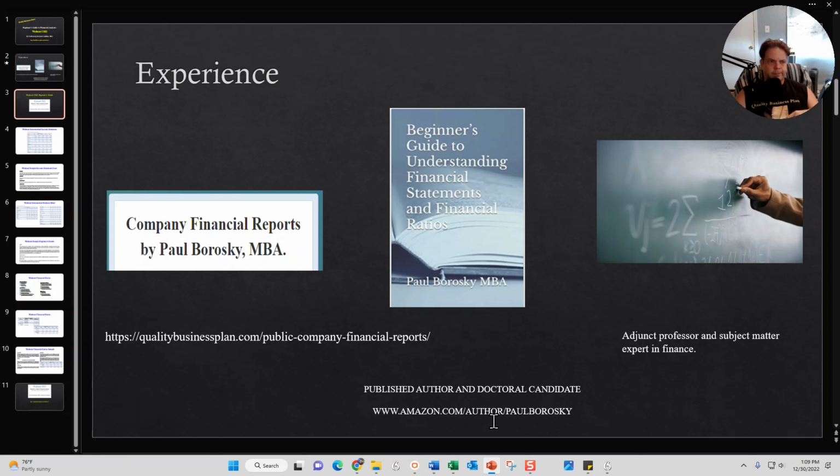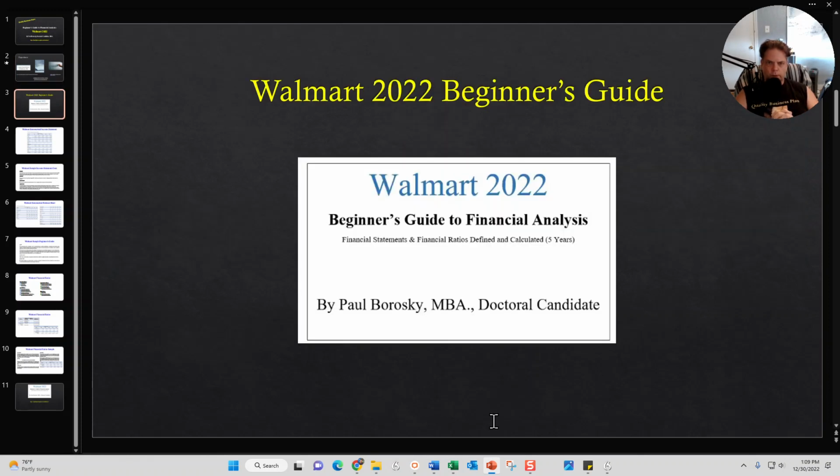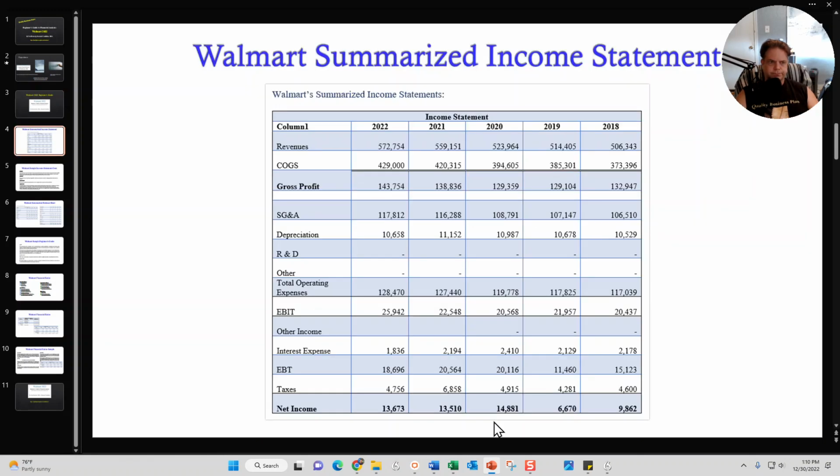All right, enough about me. Let's talk about the star of the show, which is the Walmart 2022 Beginner's Guide. My Walmart 2022 Beginner's Guide to Financial Analysis is broken down into 3 categories: the income statement, the balance sheet, and then financial ratios.